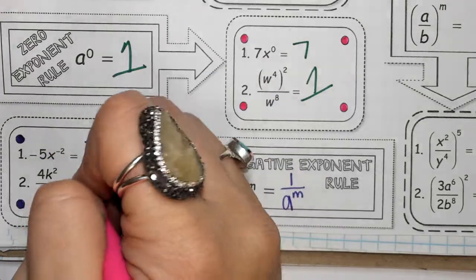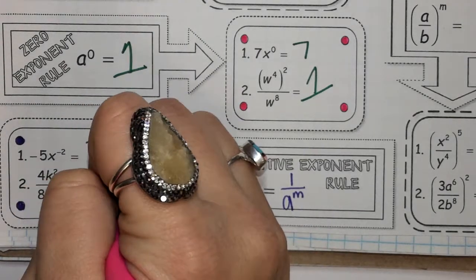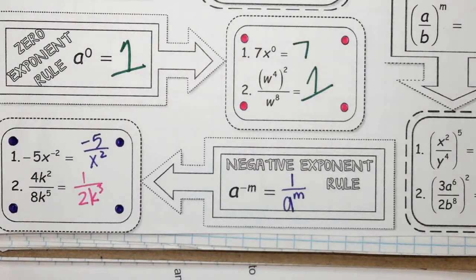Okay, did we get 1/2 k cubed on bottom? Yes. Okay, let's go. Take a point if you got that right.